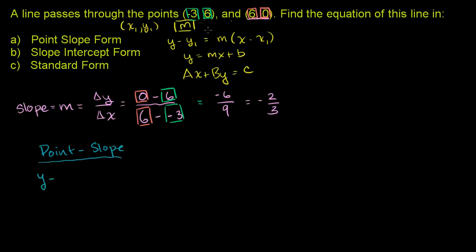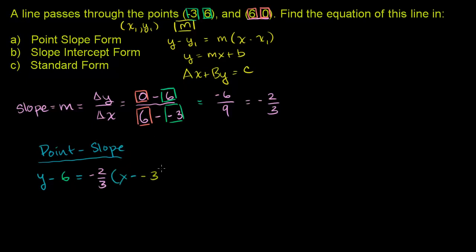Now, we could have taken either of these points. I'll take this one. So y minus the y value over here. So y minus 6 is equal to our slope, which is -2/3, times x minus our x coordinate. Well, our x coordinate is -3. x minus -3.